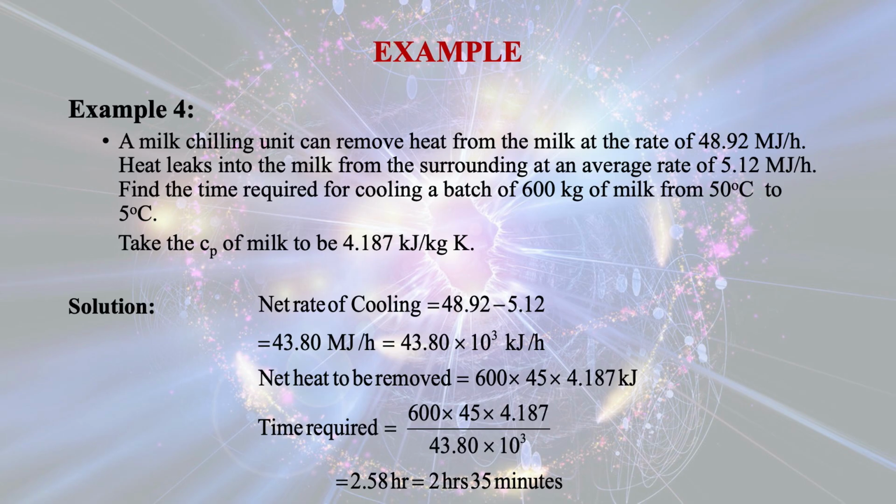So m, the mass, is given as 600 kg, and s, the specific heat at constant pressure, is given as 4.18, and the temperature difference delta T is 50 minus 5, it is 45. So time required is equal to net heat to be removed divided by net rate of cooling. If you put in both the values, the final result will come out to be 2.58 hours, that is equal to 2 hours 35 minutes.